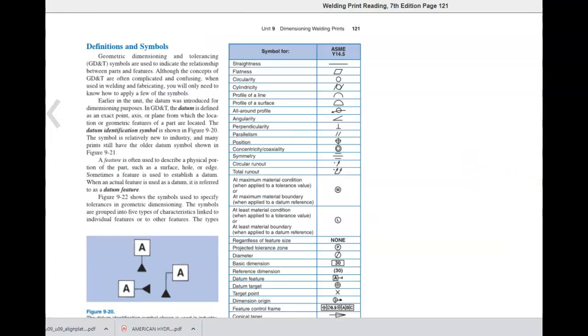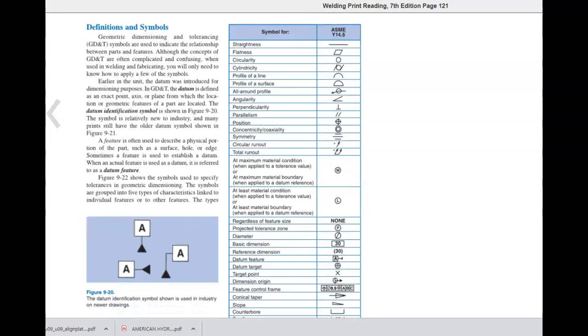Definition and symbols. Geometric dimensioning and tolerancing symbols are used to indicate the relationships between parts and features. Although the concepts of GD&T are often complicated and confusing, when used in welding and fabricating, you will only need to know how to apply a few of the symbols.